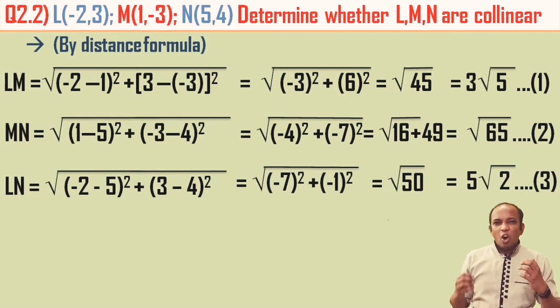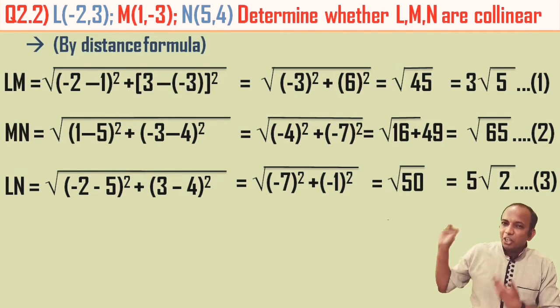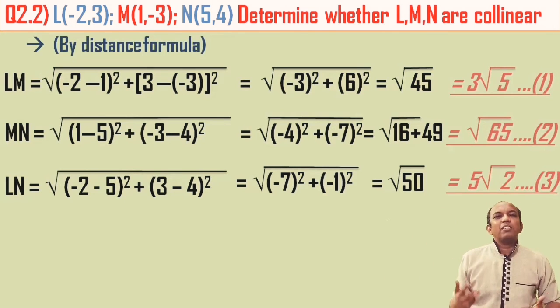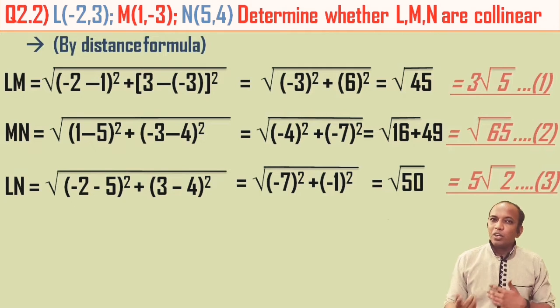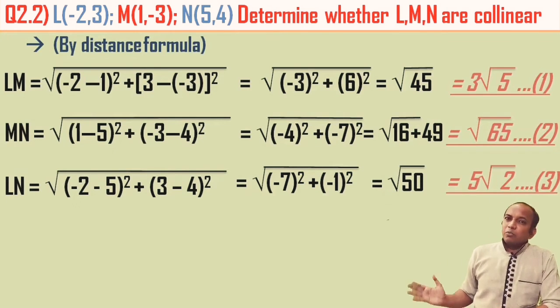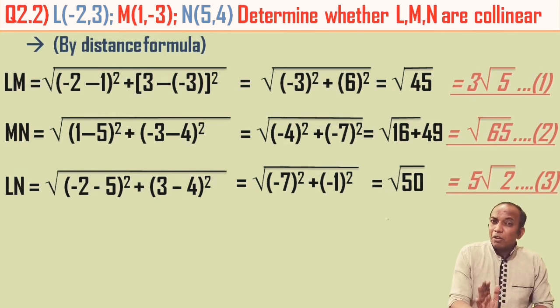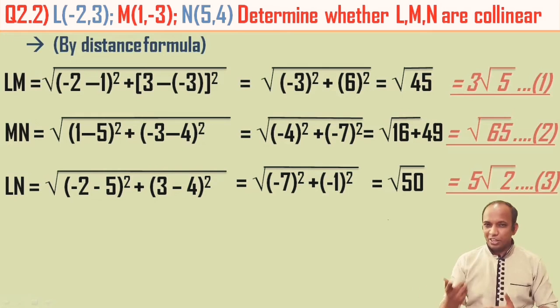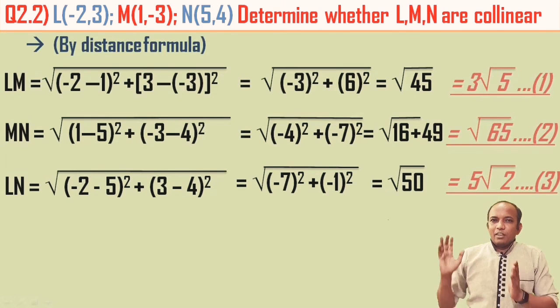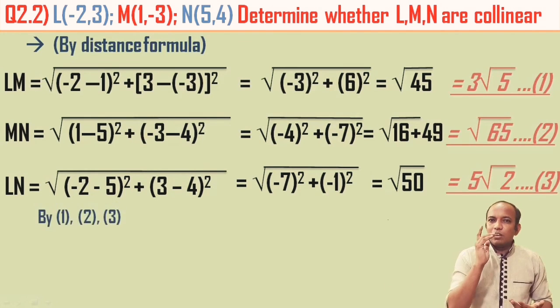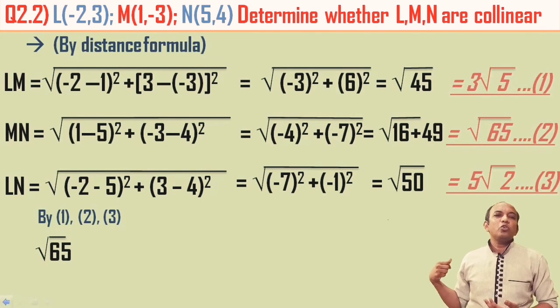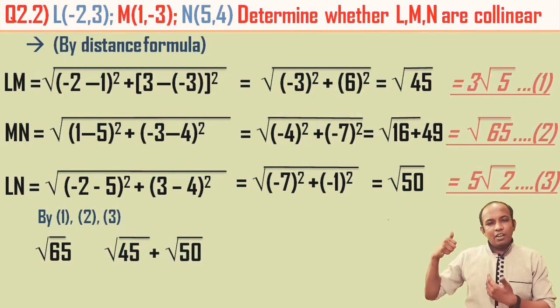Now if you observe all these three numbers, we have 3 root 5, root 65 and 5 root 2. Among these, two numbers are in mixed form and one number is in simple form, that is root 65. So it is better to think about only the simpler forms, that is root 50, root 65 and root 45, for the calculations. Okay, so by 1 to 3, we can say the bigger number is root 65, so write it aside. The remaining two numbers are root 45 and root 50.